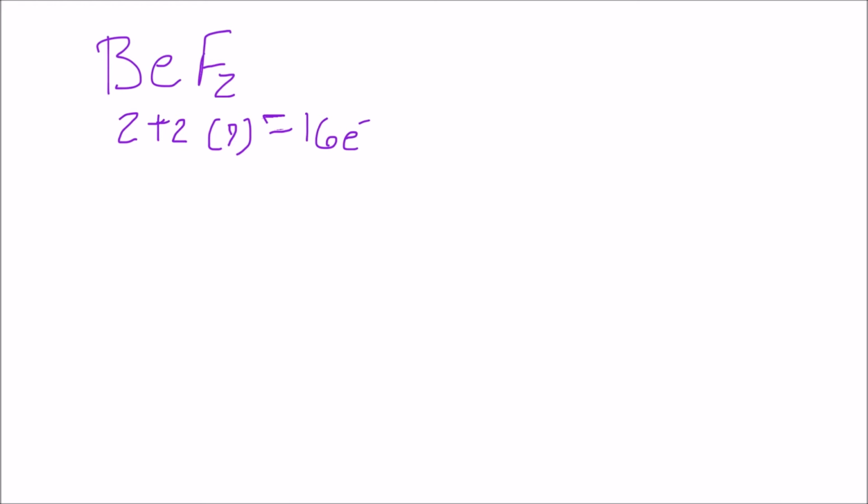Now we need to put the least electronegative element in the center. Beryllium is further to the left than fluorine is. In fact, fluorine is the most electronegative element on the whole periodic table, so it's definitely not going to be the center. So beryllium is going to be the center, and we surround it with all the rest of the elements attached with a single bond.